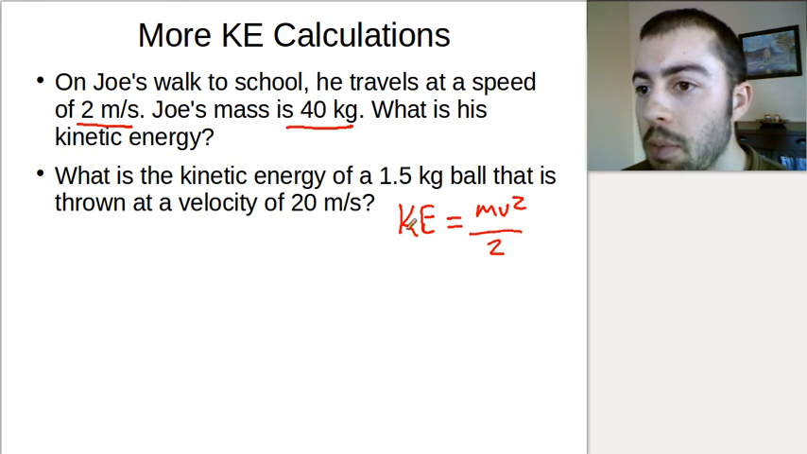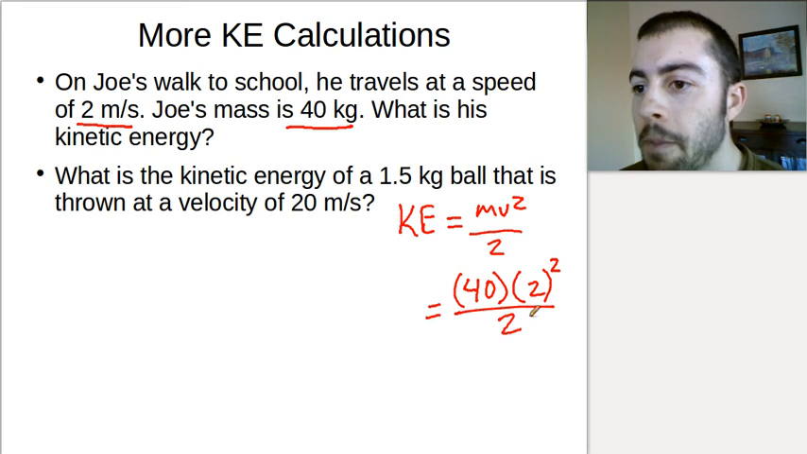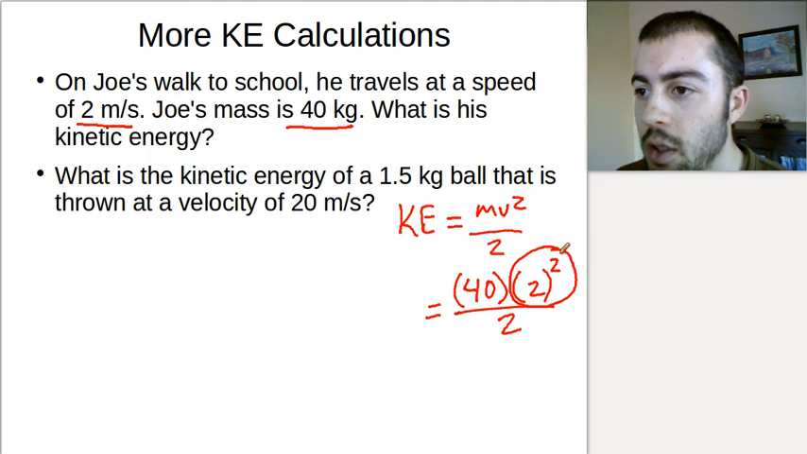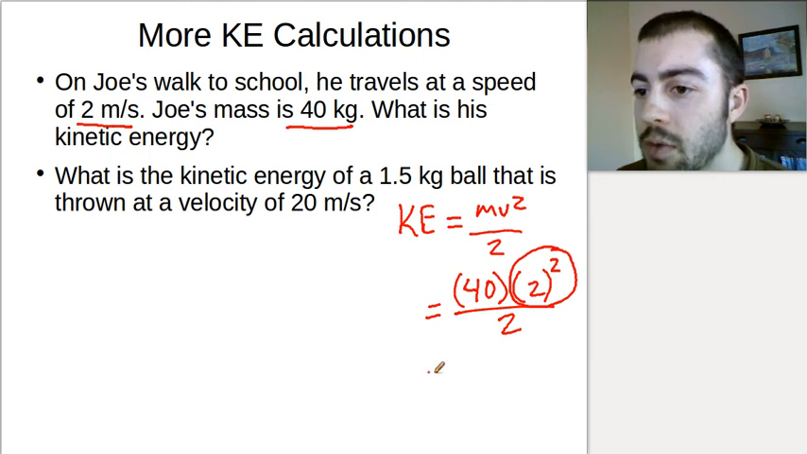So in this case, we just want to plug into the formula. We have the mass of 40 kilograms and the speed is 2 meters per second, and divide by 2 on the bottom here. So to solve this, again, we have to do the exponent first because of PEMDAS. So we have 2 squared would give us 4, times 40 would be 160, divided by 2, that would give us 80 joules for the kinetic energy here.